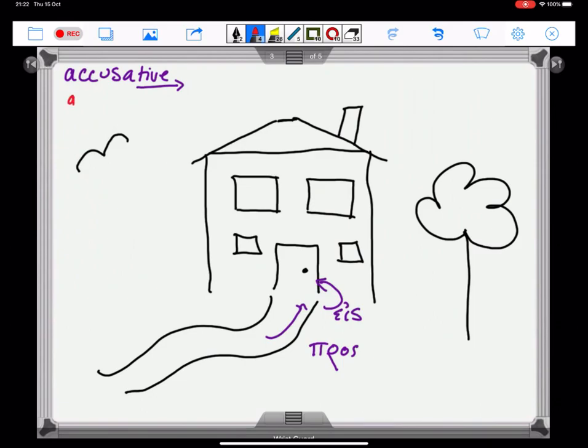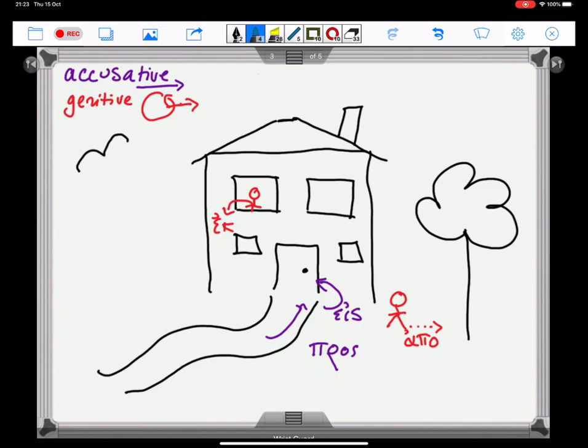Then we have the genitive. And the genitive will tend to give you a sense of bounded motion of some kind, or of going away from something. So in this case, we're going to have a little stick man who's running away from the house, and that would be apo. And we're going to have another stick man leaning out of the window, and that's ek.